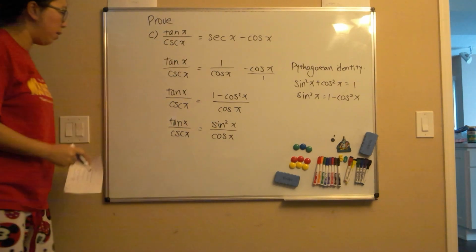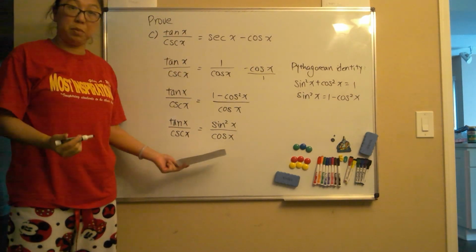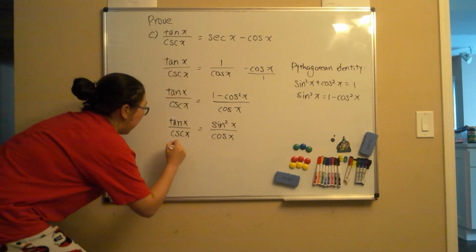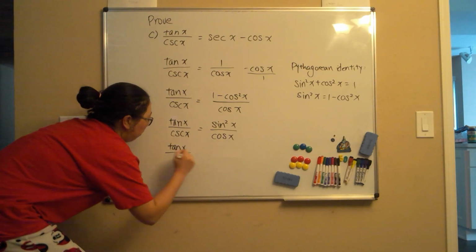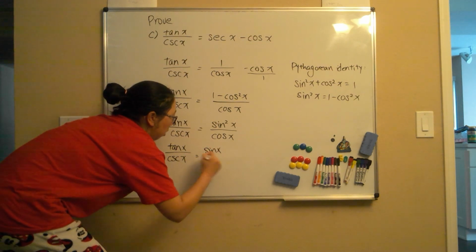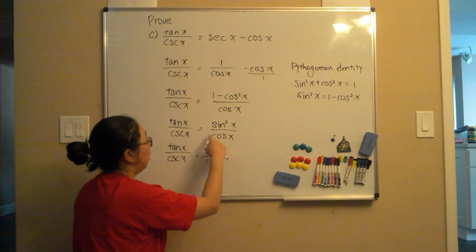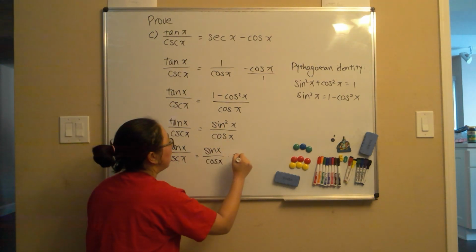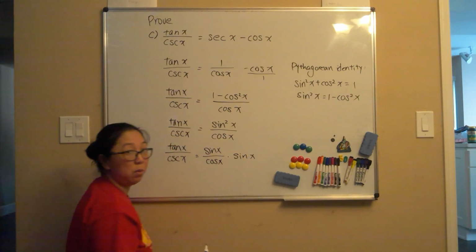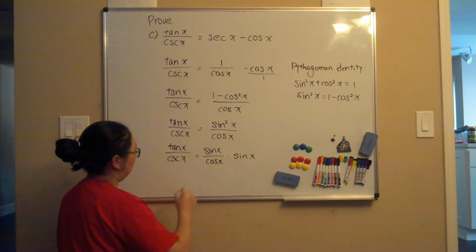Some of you guys are going, wait a minute, how do we go from here to here? Well, I can split it. So tangent x over cosecant x is equal to sine x over cosine x, because I took one of the sine x in the numerator and distributed it on top, times a sine x. And we all know that to be true. Now, what's sine x over cosine x? Well, that's tangent x.